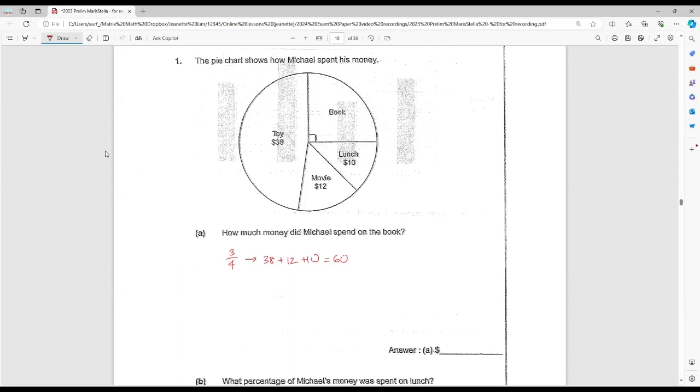So for the book, we are looking for 1/4. So to find 1/4 from 3/4, we'll divide by 3. Okay, so it's 60 divided by 3, which is $20. So that's the answer for part A.